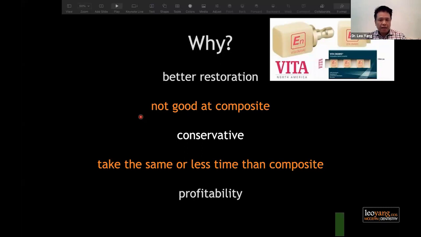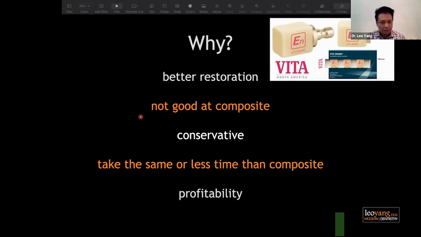Because for me, now the way I prep is very similar to a composite preparation. I can still maintain a very conservative type of preparation, which is good because that's what we want to shoot for also for our patients. For me, I take about the same time or sometimes less time as a composite restoration. And so because of that, I feel like, you know what, it's a good thing.